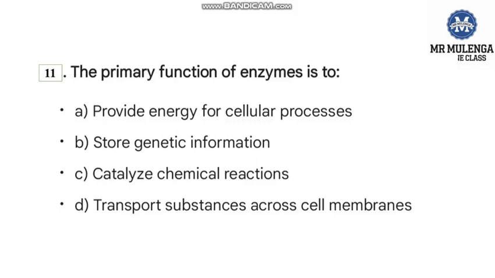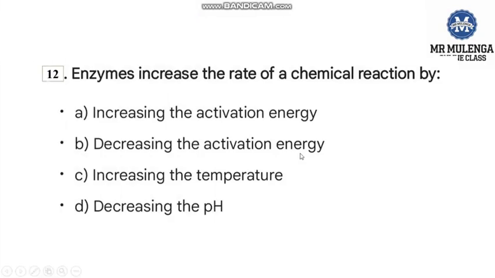Our question 11 reads, the primary function of enzymes is to dash. A. Provide energy for cellular processes, B. Store genetic information, C. Catalyze chemical reactions, D. Transport substances across cell membranes. So here we are looking at the primary function of an enzyme, which is just to catalyze chemical reactions. So the correct answer here is C. So we move on to the next question. So here is our question 12.